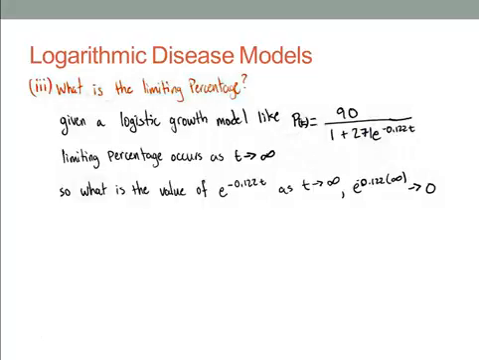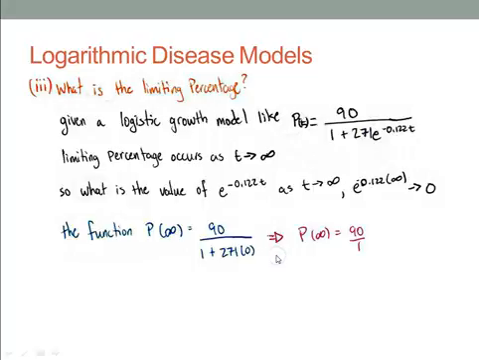Now, this is extremely important and verging on a calculus topic, but it is awesome because now the function p of infinity becomes this. All of this nasty e to the negative 0.122t turns into the number 0. 271 times 0, that's 0. 1 plus 0 is 1, so the limiting percentage is 90%. So 10% of the population of North America or the world, however that function was created, will never have any form of coronary heart disease.